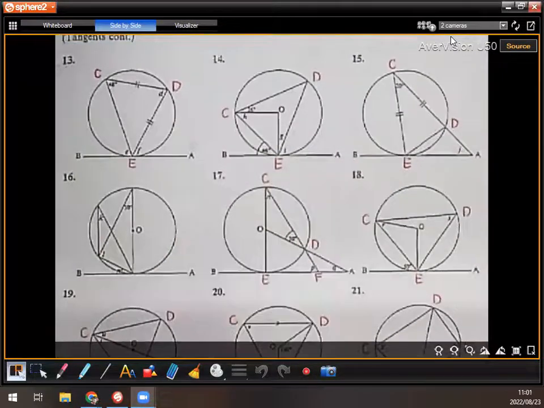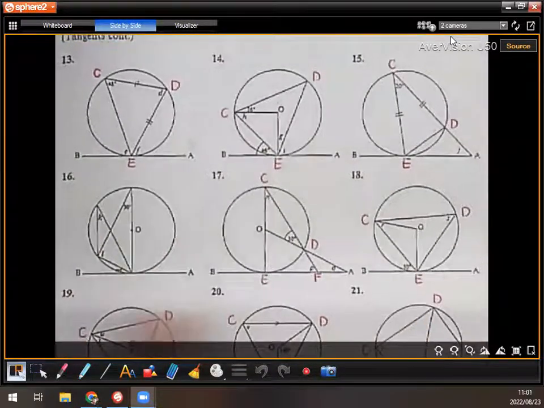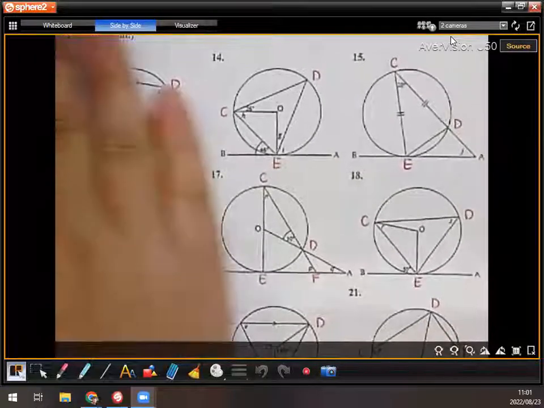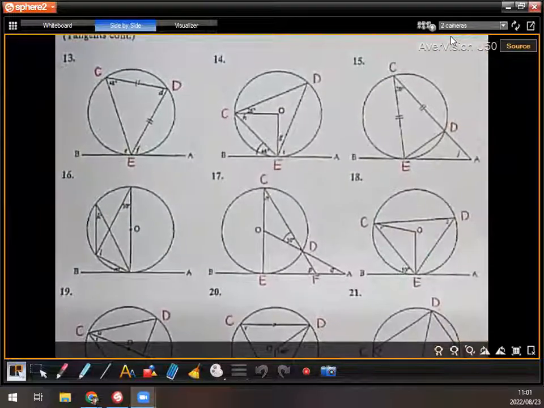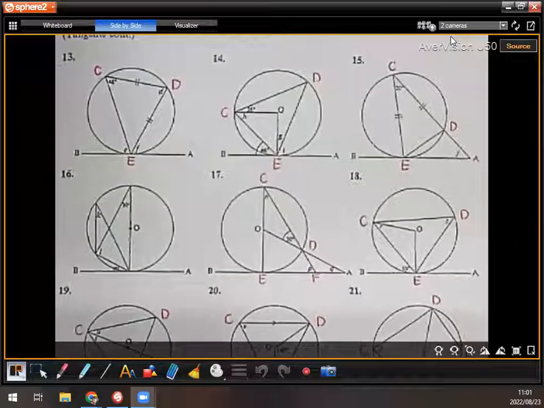All right, so you're doing all of them, guys. Between 13 to 21 on all of the page. They're all labeled from yesterday. You have half an hour left to see if you can finish it.